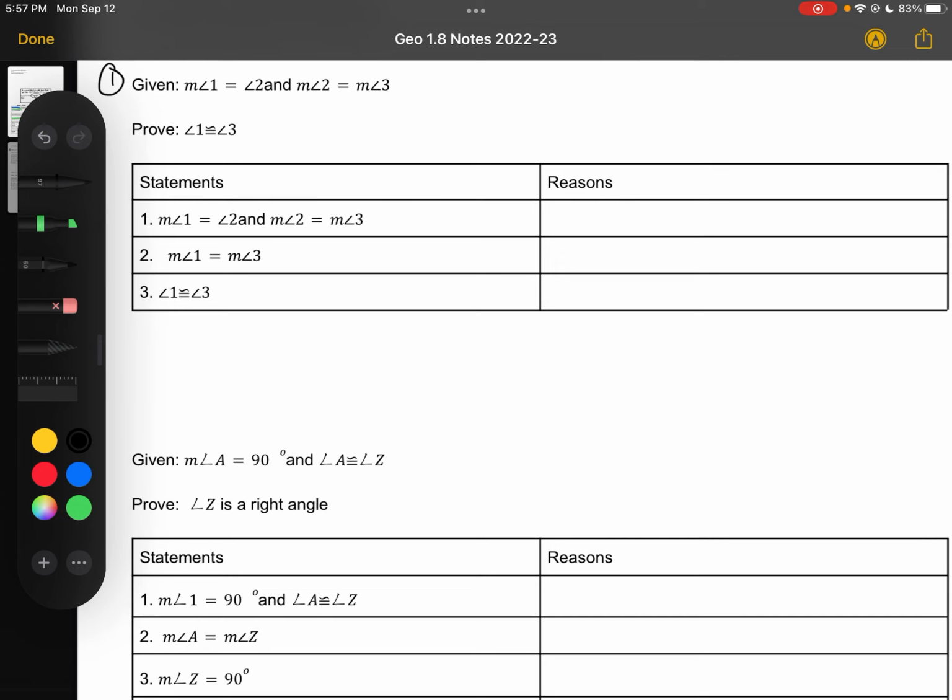So if the measure of angle 1 is equal to angle 2, and the measure of angle 2 is equal to angle 3, they're asking us to prove that angle 1 is in fact equal to angle 3. So starting off, our first line, as always, exactly matches our given statement. So our reason for this is that it is in fact given.